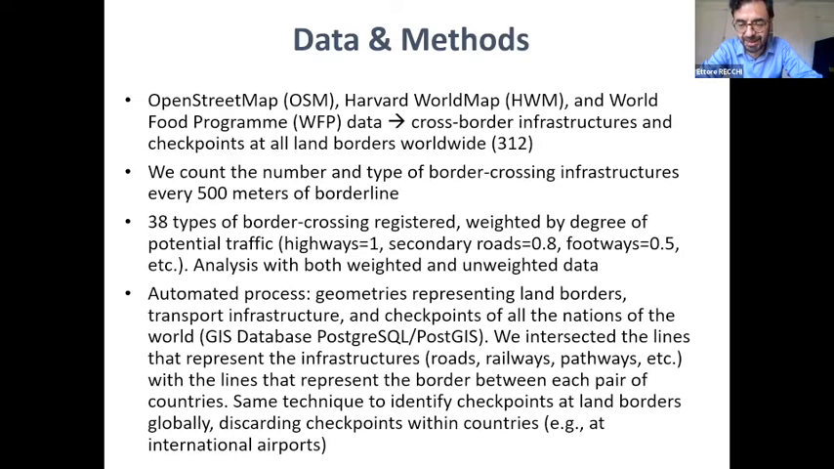So the data scientist among us, namely Lorenzo Gabrielli, automated the process by combining the geometries representing land borders and transport infrastructures and checkpoints, and intersecting the lines of infrastructures with the lines that represent the borders. And with this technique, it could assign or detect the presence or absence of infrastructure for every, as I said, 500 meters of the border.